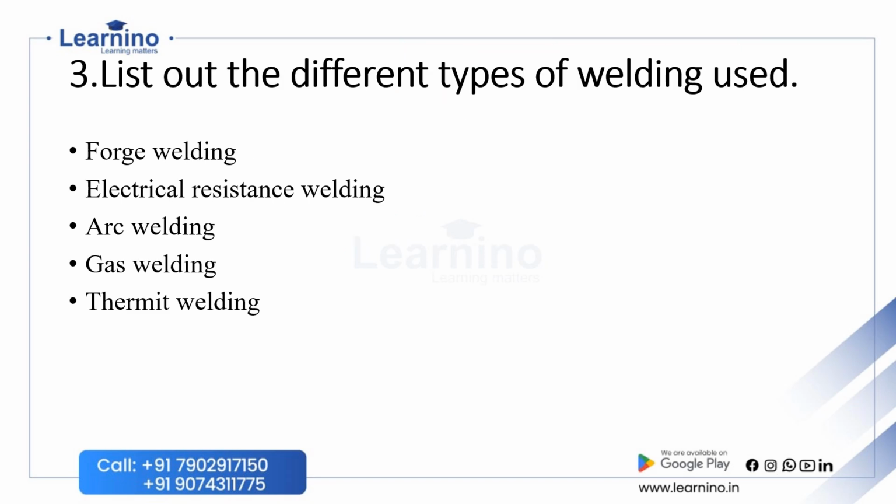Next question: list out the different types of welding used. We know what welding is: welding is a process of joining two metals by the application of heat. This heat for the welding process can be obtained from many sources, and in each type of welding the heat source will be different. For forge welding, the heat will be obtained from the smith's hearth.